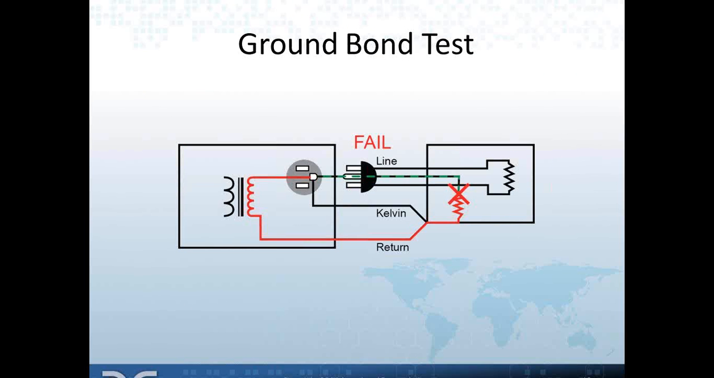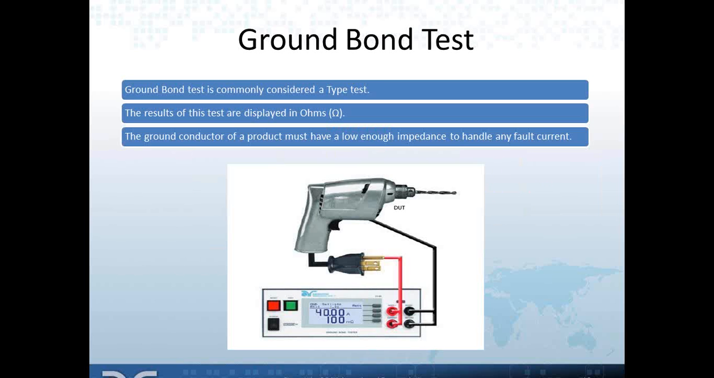Here's another diagram for ground bond test in a fail mode. This is showing that the ground bond test has detected that the ground of a product is not good enough for handling any fault currents. Here's another quick picture of a handheld tool being tested for ground bond test. In the picture we have our HypotULTRA 3 from Associated Research, which is our dedicated 40 amp ground bond tester.